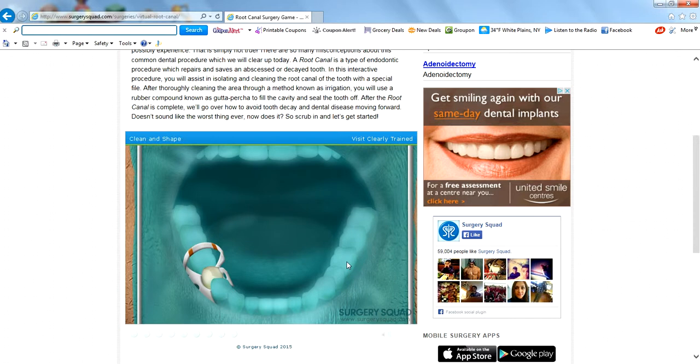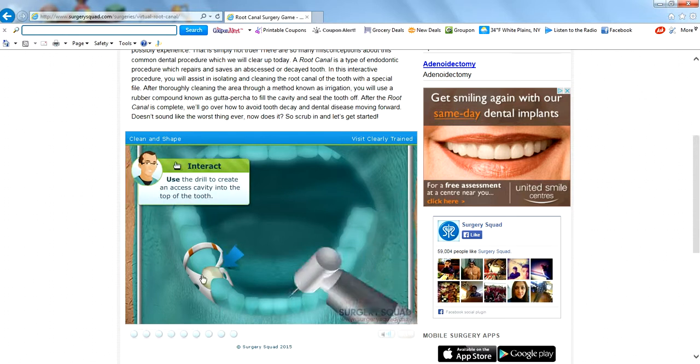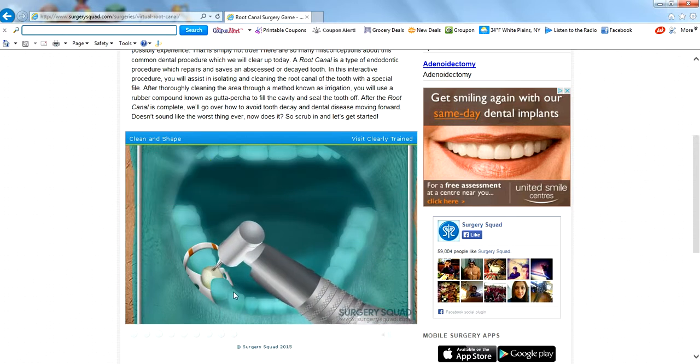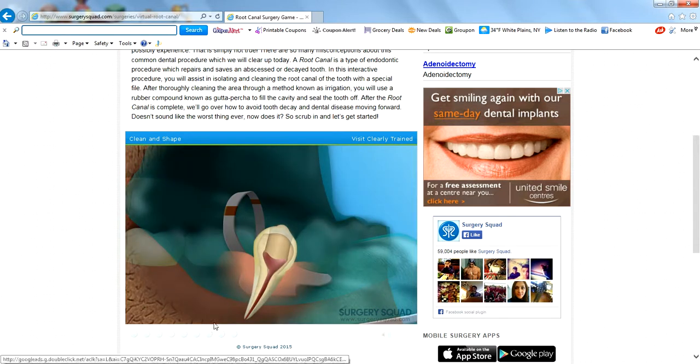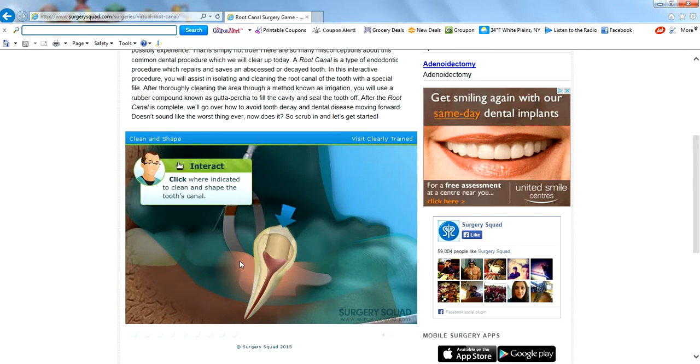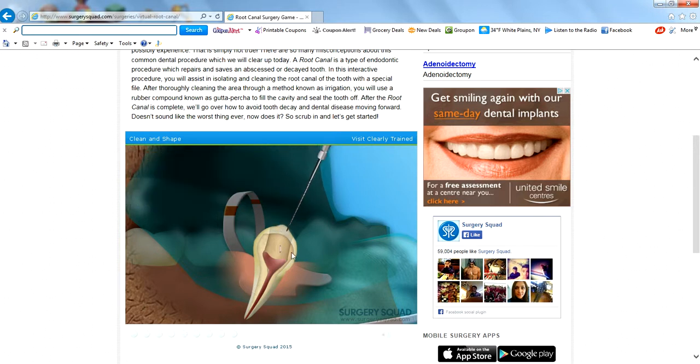Now that the tooth has been isolated, we can create our access cavity in the tooth using our drill. What the fuck? That looks painful. The next step is to clean and shape the tooth's canal using a root canal file. Go ahead and give it a shot. Oh shit. Am I cutting it off or something? What am I doing?